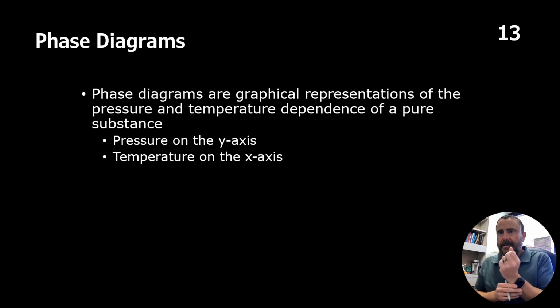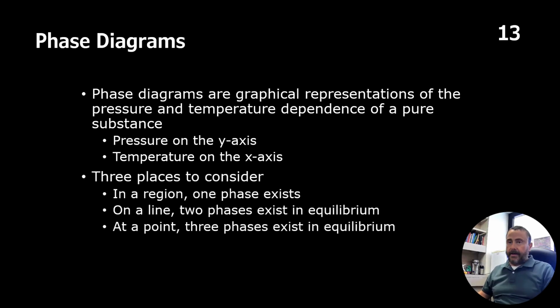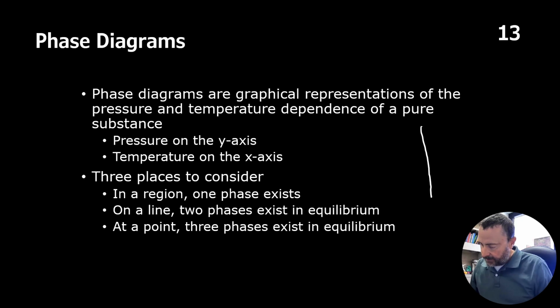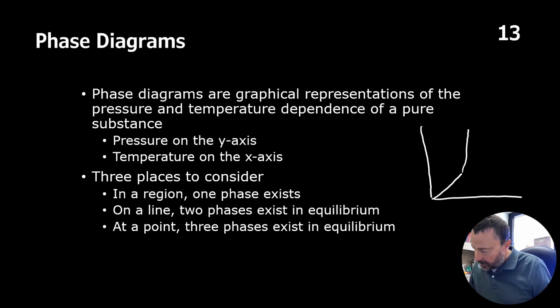There are 3 things to consider when we look at a phase diagram. If you're in a region, then only one phase exists. If you are on a line, then you have two phases existing.